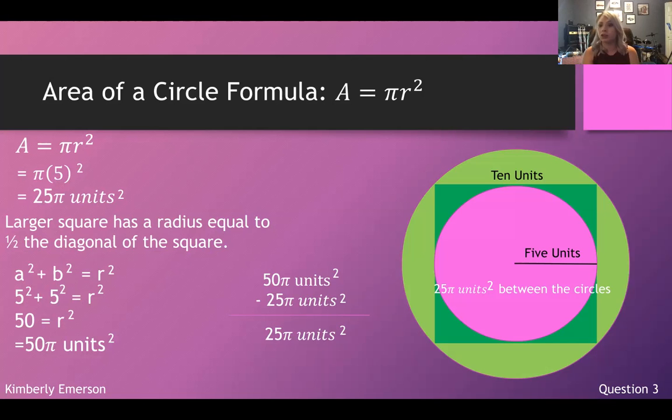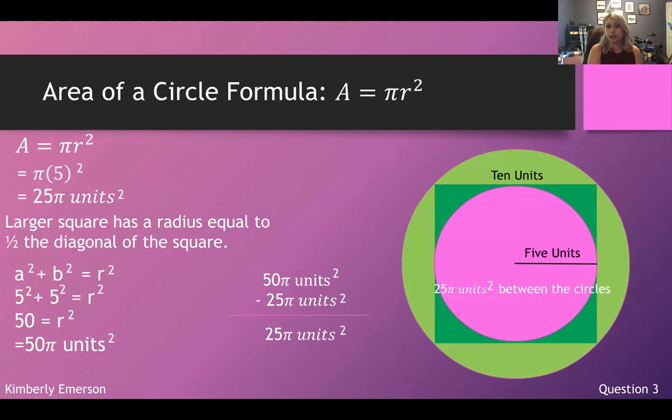So that's how we determine that it's 25 units between the circles. Because of that, we're going to use this other formula. We're going to do a squared plus b squared equals r squared. So a squared is 5 squared plus 5 squared equals radius squared. So 5 squared, 25 plus 25 gives us 50 equals radius squared.